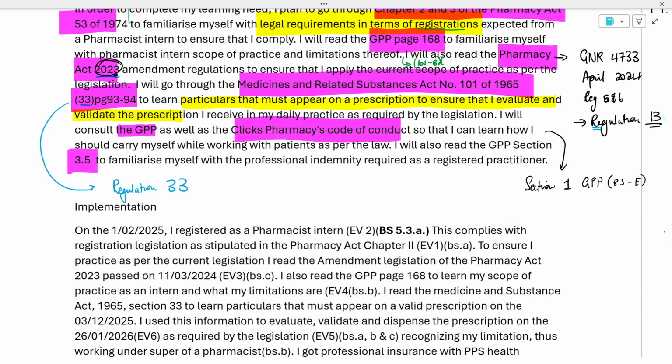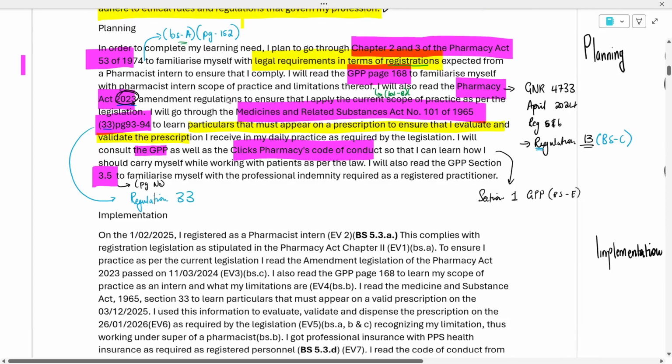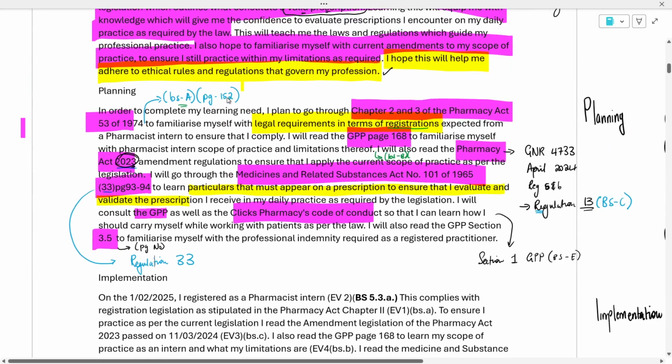And then you will read the GPP section 3.5. Remember the page number to familiarize yourself with the professional indemnity required as a registered practitioner. Okay. I have to check the word counts, but from this I think it complies.